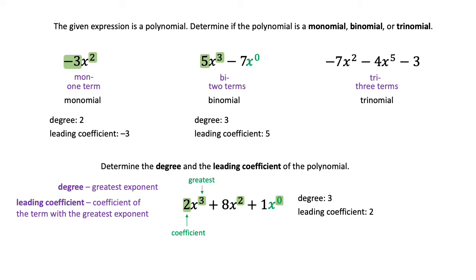In your trinomial, be careful because they are a little bit out of order. Your highest exponent is going to be the 5, which is on the middle term. You're also going to use that negative 4 as your leading coefficient. So degree of 5 and leading coefficient of negative 4.